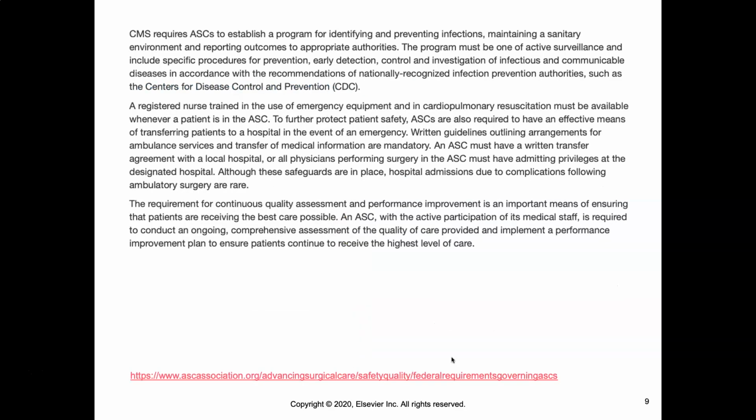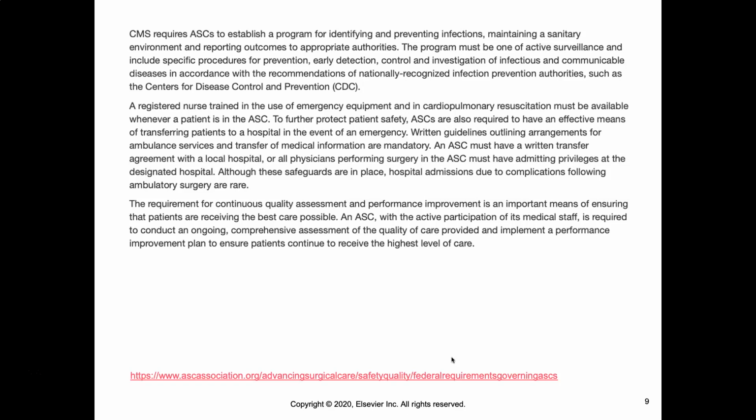The CMS also requires that ambulatory surgery centers have a program for identifying and preventing infections, maintaining a sanitary environment, reporting outcomes to proper authorities. They have to be actively doing surveillance. They can't be looking backwards. They have to be actively doing it and have specific procedures in place for prevention, early detection, control, and investigation of infectious and communicable diseases, which is all in line with the CDC.